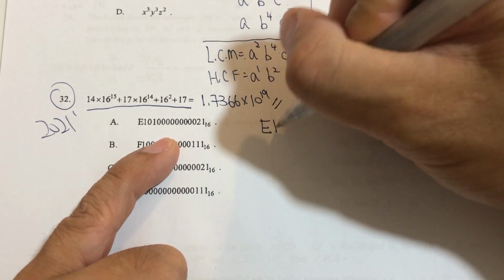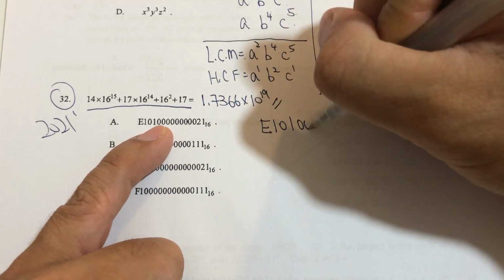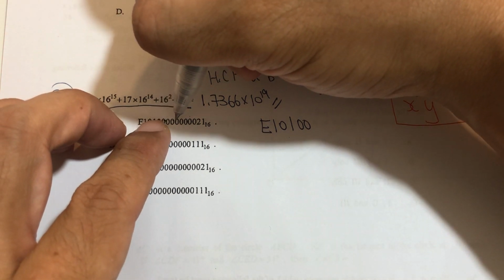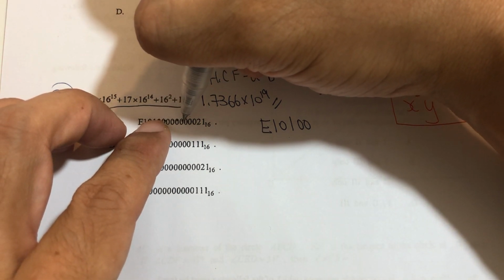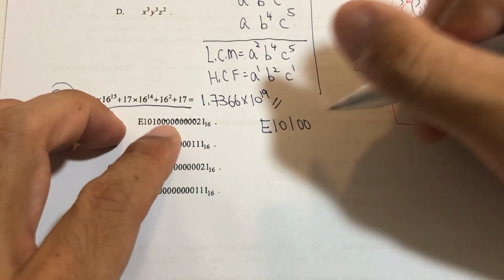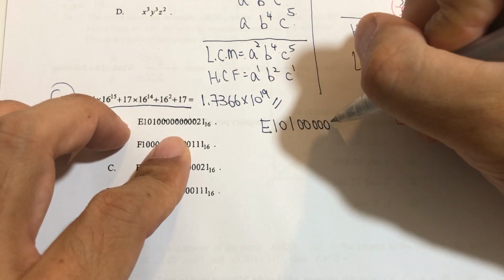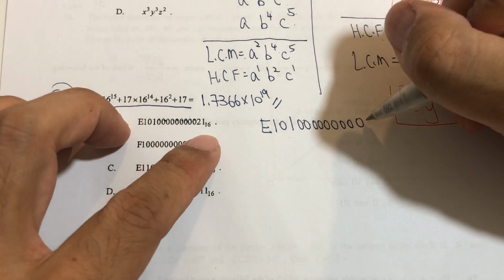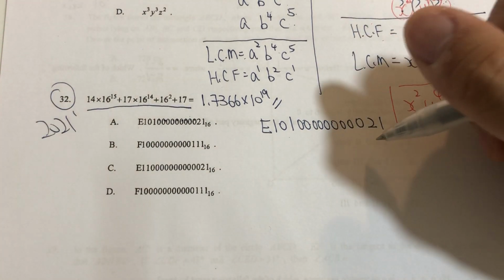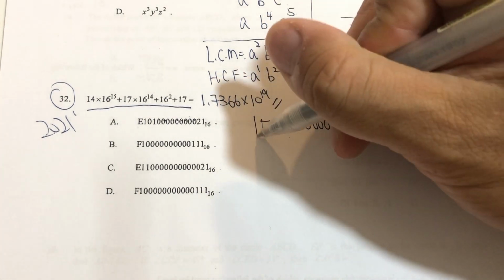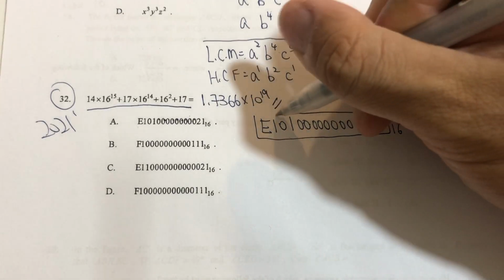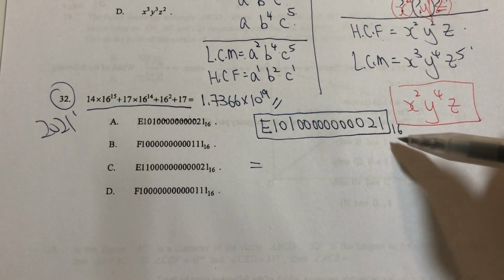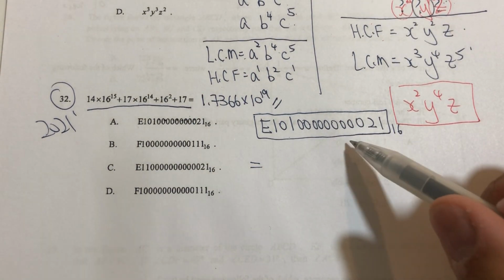So E101, 1, 2, 1, 2, 3, 4, 5, 6, 7, 8, 9, 1, 2, 3, 4, 5, 6, 7, 8, 9, and then 2 and 1. So this is a hexadecimal number. In order to change it to decimal, we could put it this way.